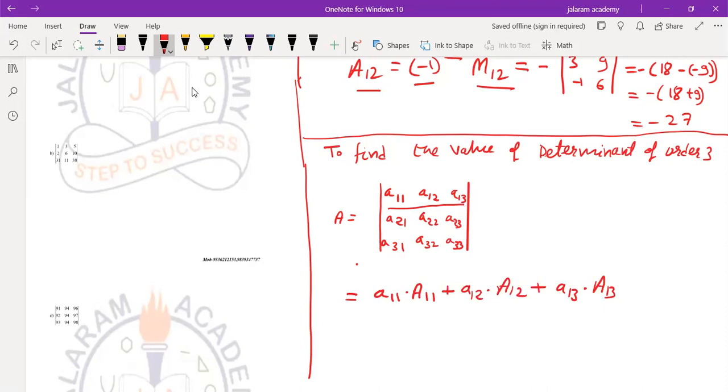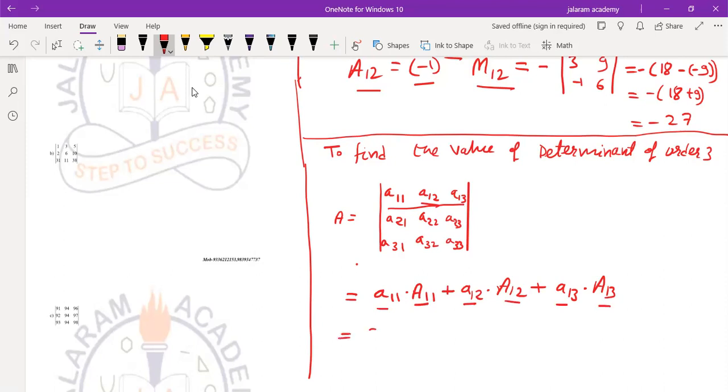So we can take a row, right? The product of its elements and their cofactors, and add these 3 products. For any one row, we have 3 products. Element of first row, first column into cofactor of first row, first column. Element of first row, second column into cofactor of first row, second column. Element of first row, third column into cofactor of first row, third column.